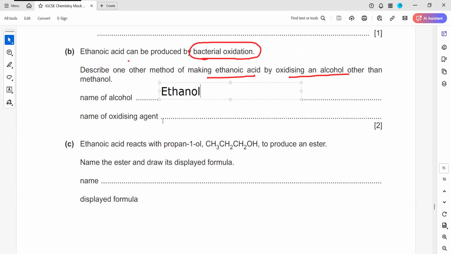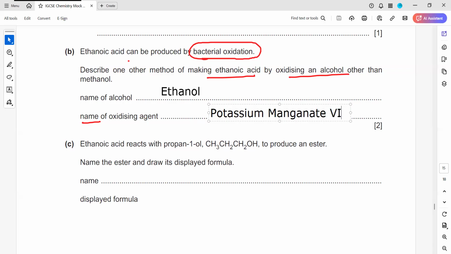Ethanol, and oxidizing. No, the question is what? The oxidizing agent should be what? Potassium manganate. But don't forget to write the Roman number: potassium manganate(VII). It's very important. If you write only potassium manganate, that is not enough. The right term is acidified potassium manganate(VII). If you write only potassium manganate, you will lose the mark. So the 7 is also important.